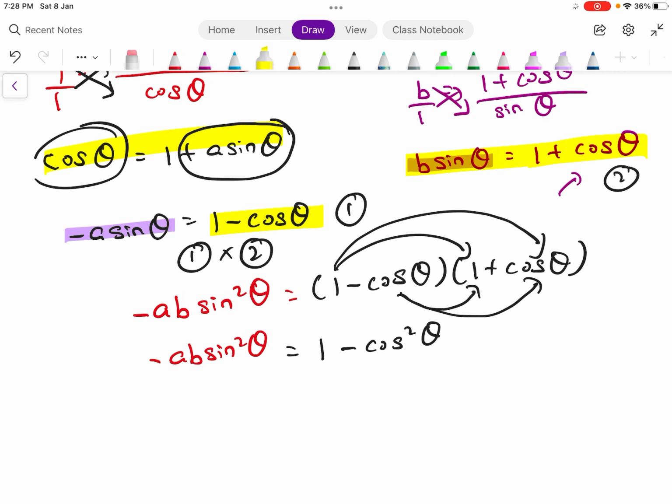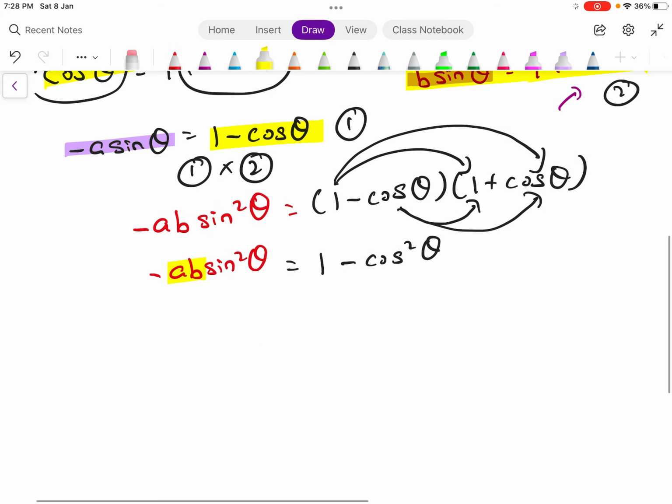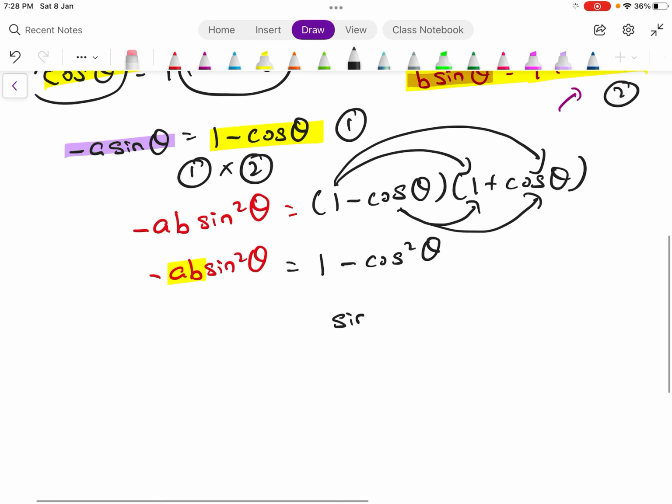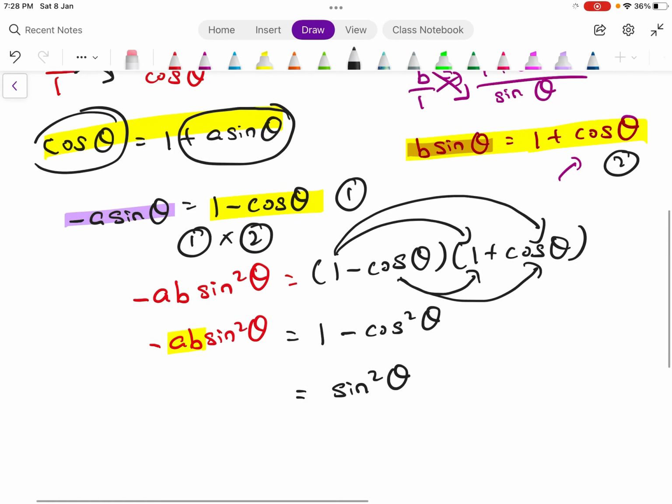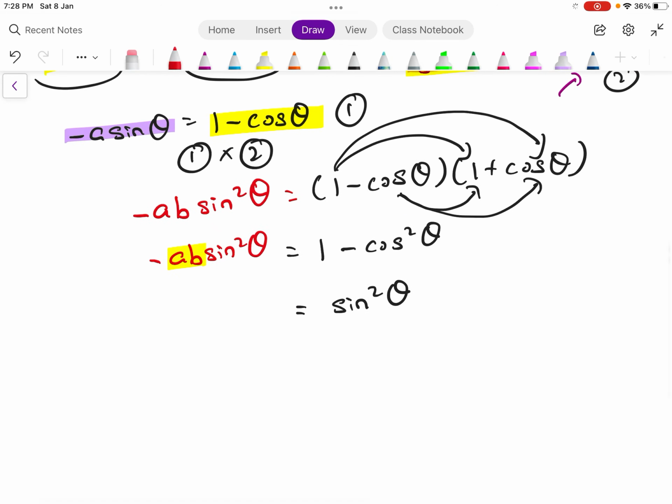So I want the AB. This is crucial. Next, I must get back my first identity. You look at the right hand side, 1 minus cosine square theta, so you change to sine square theta, which is equal to minus AB sine square theta.